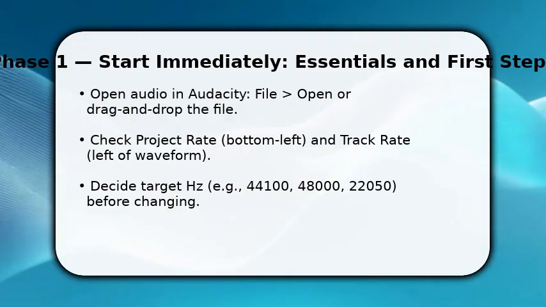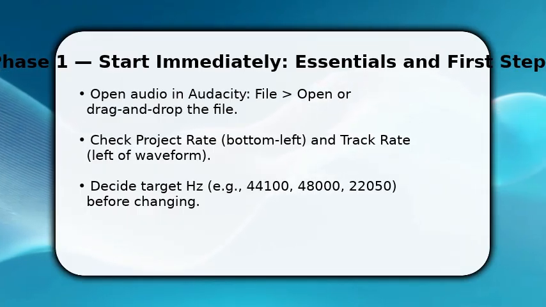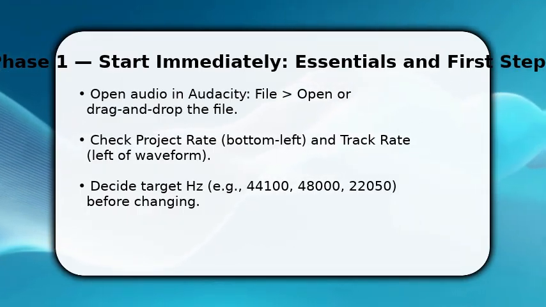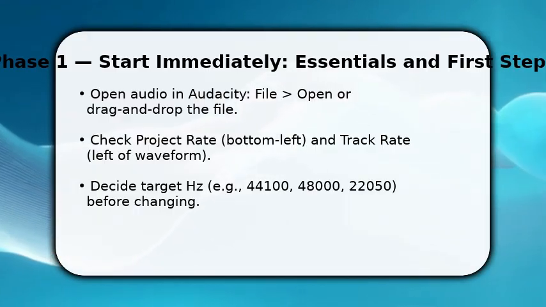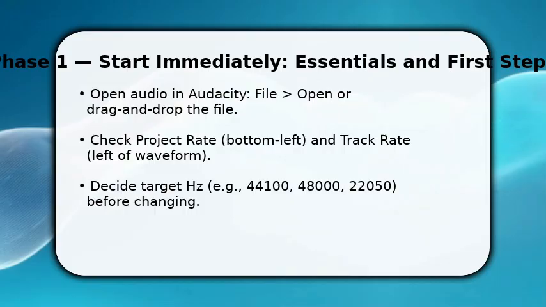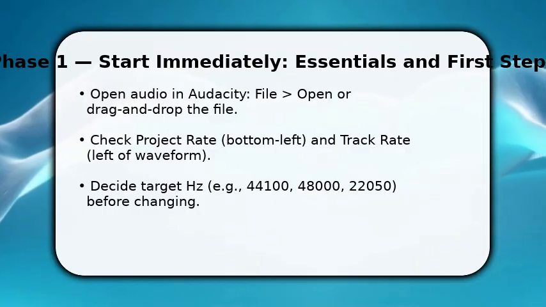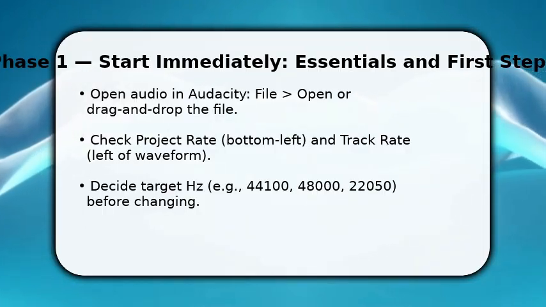You start by loading your audio into Audacity. Open the file or drag it in. Once the waveform appears, look at the project rate in the lower left and the sample rate shown beside the track. You must decide the target Hz, for example 44,100 for CD quality, 48,000 for video. Make that choice now. You do this first because changing rate later impacts resampling quality and file size, so pick an appropriate value and proceed to the next step.